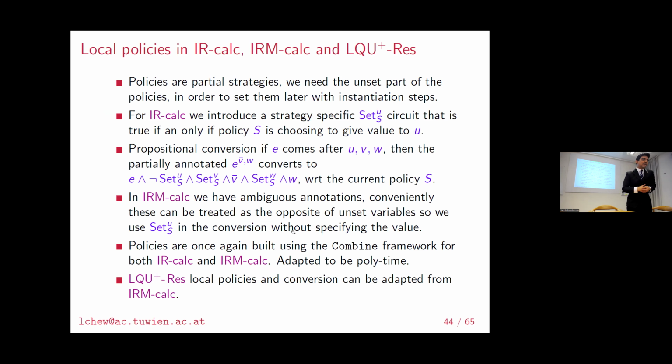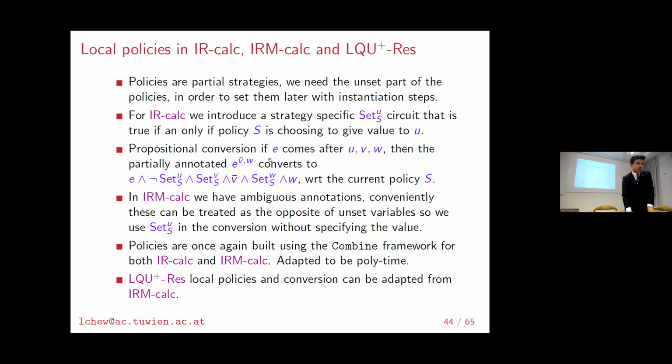Okay, so it gets a bit more complicated when we try to simulate this using local strategies. Now we have to move from local strategies to local policies, which are just partial strategies. So we need to specify using circuits whether a particular strategy is setting a value or not. We construct this with circuitry extension variables, and it means our propositional conversion changes as well.